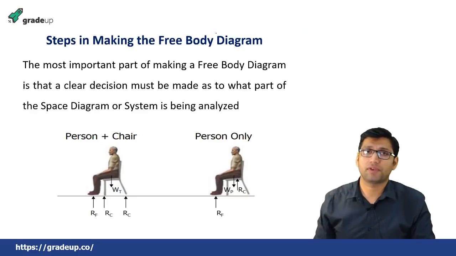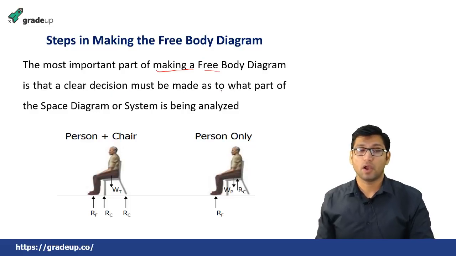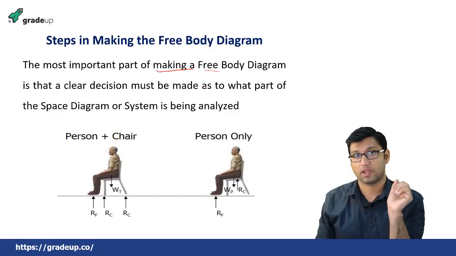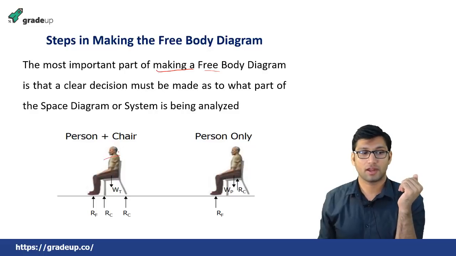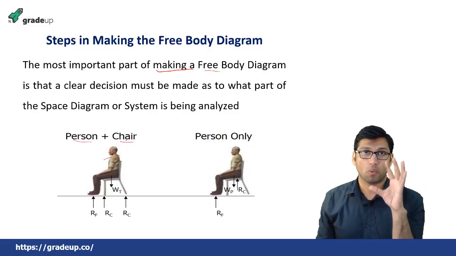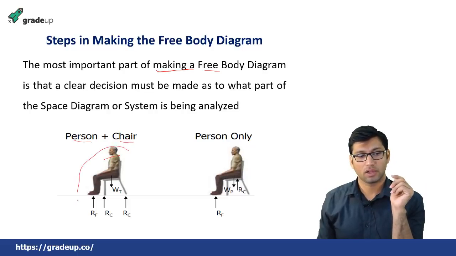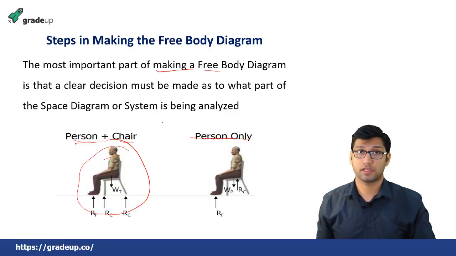So what are the steps in making the free body diagram? The most important part of making a free body diagram is to make a clear decision on which body your analysis needs to be carried out. Suppose you are sitting on a chair. What is the body under analysis? Is it your chair with the person, or is it the person only on which the free body diagram analysis needs to be carried out?